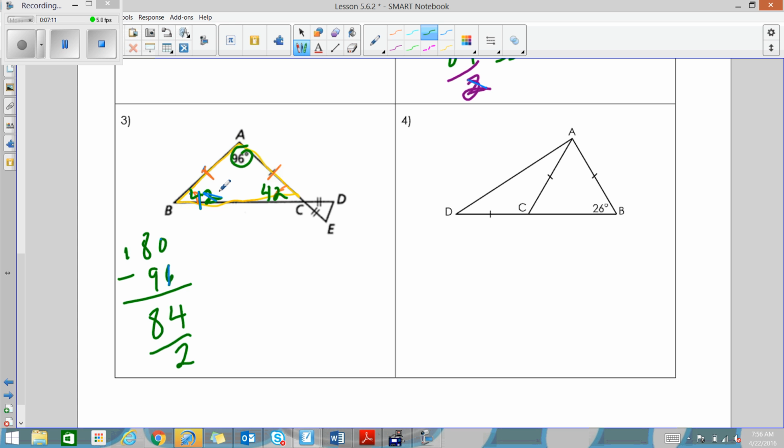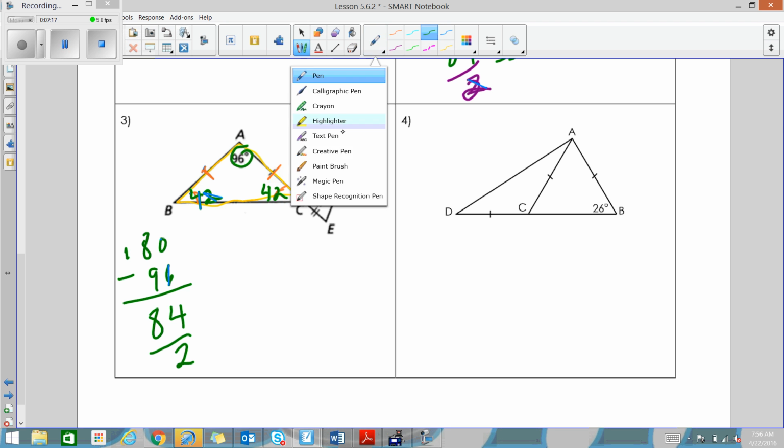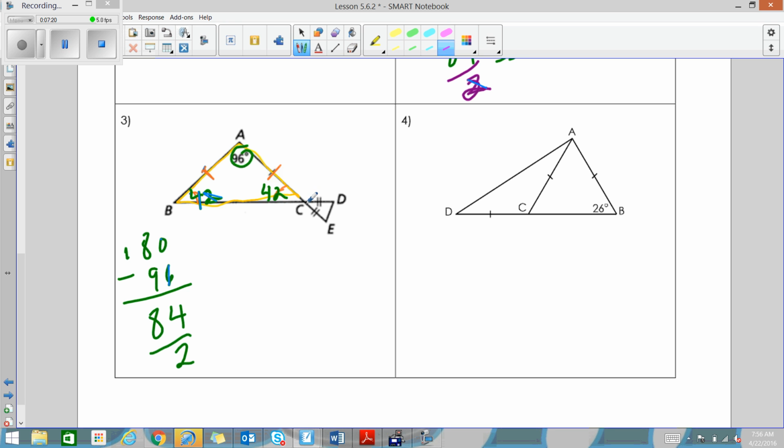Now that we have another angle here, we can work on this triangle. Let me get a different color. What do we got here? Now we're going to work on this triangle here. I'm going to make this triangle a little bit bigger so we can work on it. Where's my pens? Here we go. We got C, tick, tick, D, tick, tick, E.